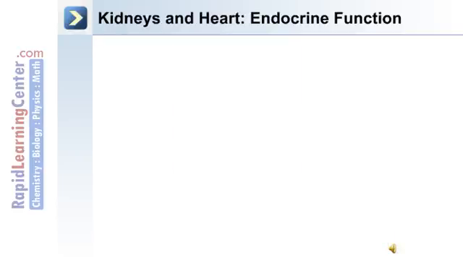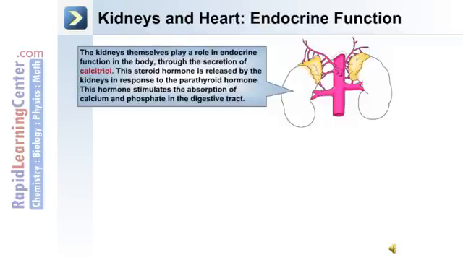Both the actual kidneys and the heart have endocrine function in the body. The kidneys themselves play a role through the secretion of calcitriol. Calcitriol is released by the kidneys in response to the parathyroid hormone. This hormone stimulates the absorption of calcium and phosphate in the digestive tract.